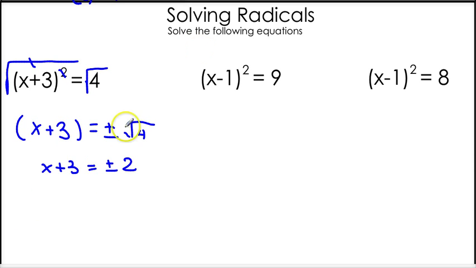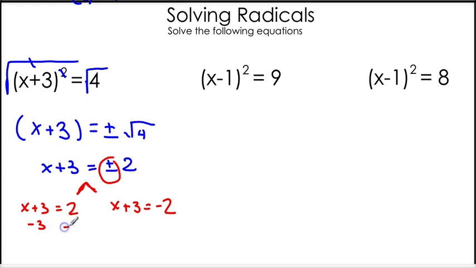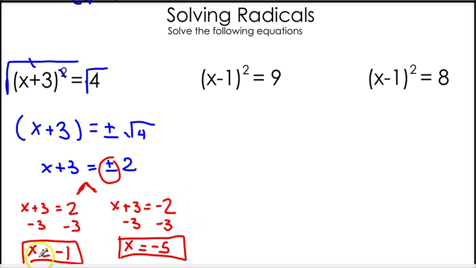This is where you got to split it. It could be x plus 3 is equal to positive 2, or x plus 3 is equal to negative 2. That's the positive or negative, what you have to do here. You've got to split it. Now what we're going to do, we're not done. We have to solve for x. So let's subtract 3 from both sides on this one, and we get x is equal to negative 1. That's one solution. And we also do that on this side. We're going to subtract 3 from both sides, and we get x is equal to negative 2 minus 3 is negative 5. So your two solutions here are x equals negative 1, and x equals negative 5.